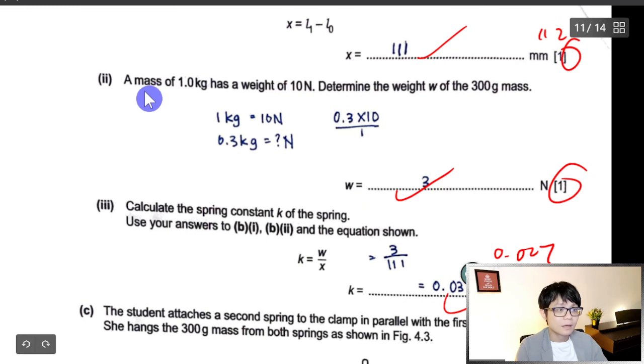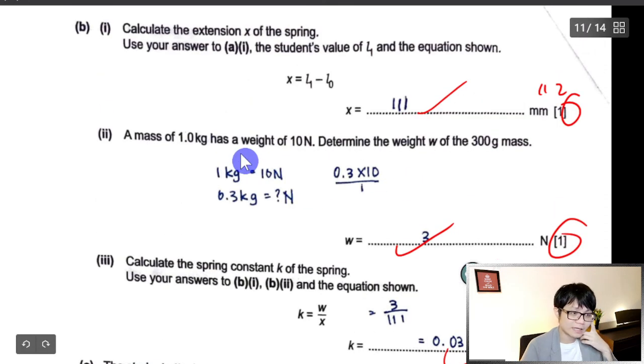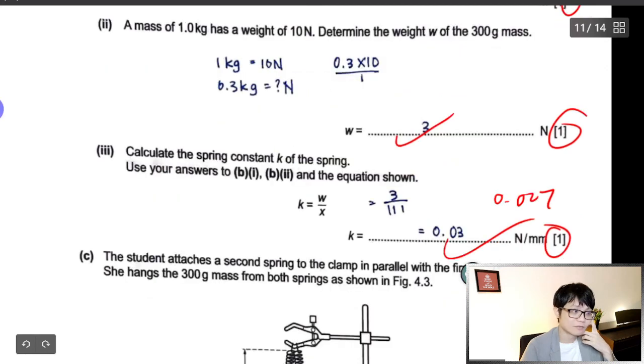A mass is 10 Newton, determine the weight W. Oh yeah, this is 1 mark. So even though you use this working also, you get 1 mark because it's just 1 mark, so if your answer is correct, you will straight away get 1 mark. But the working that the student does is not really the working that the exam wants. This is the working that the examination usually wants.